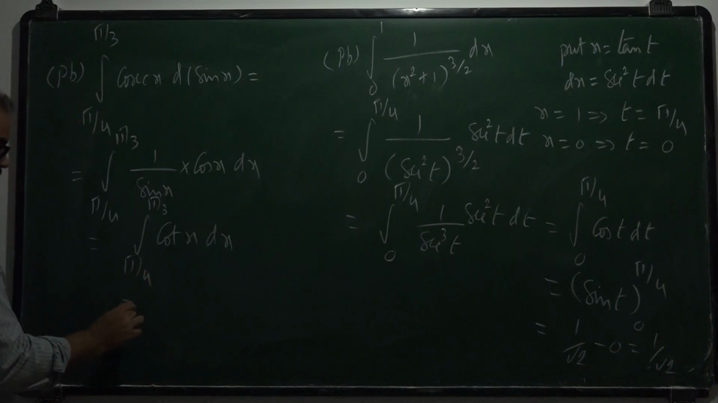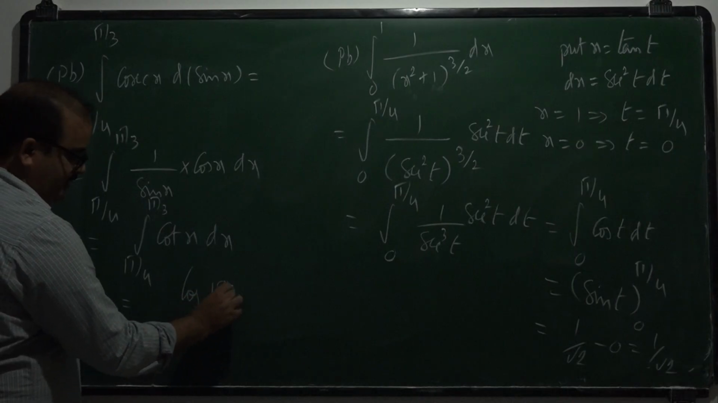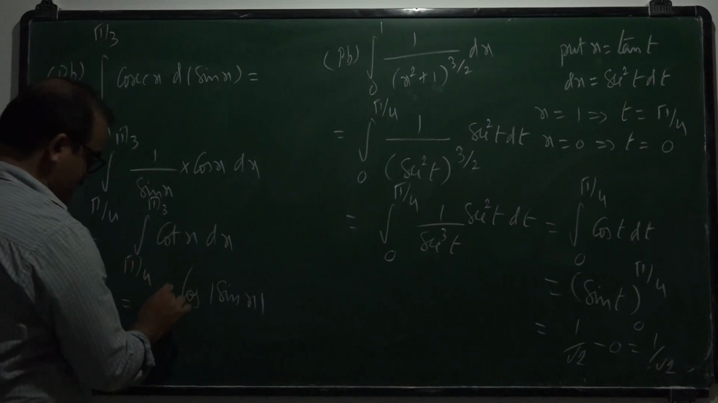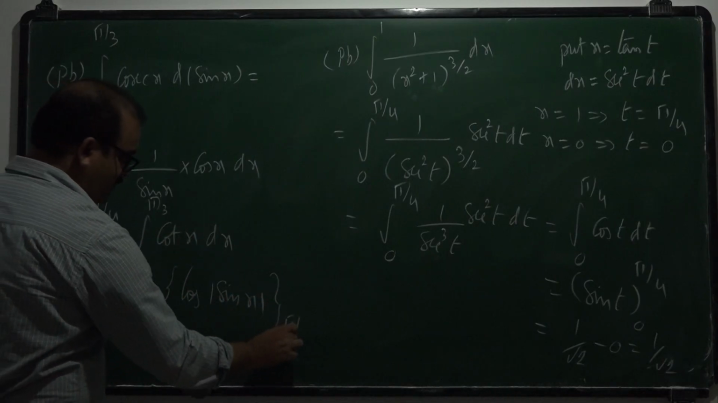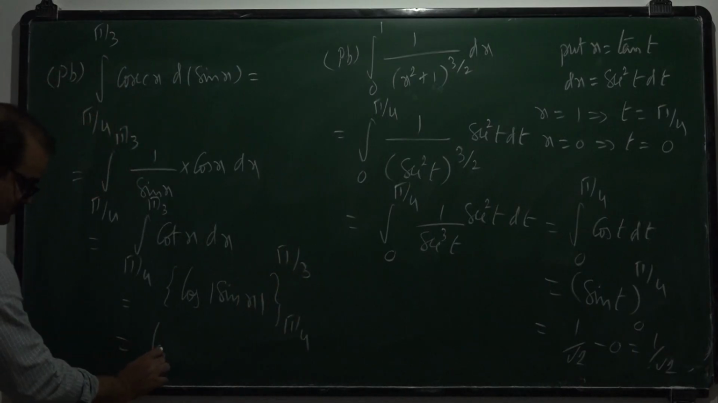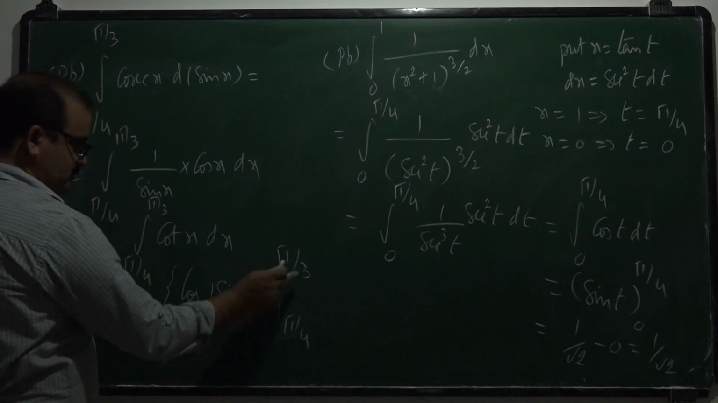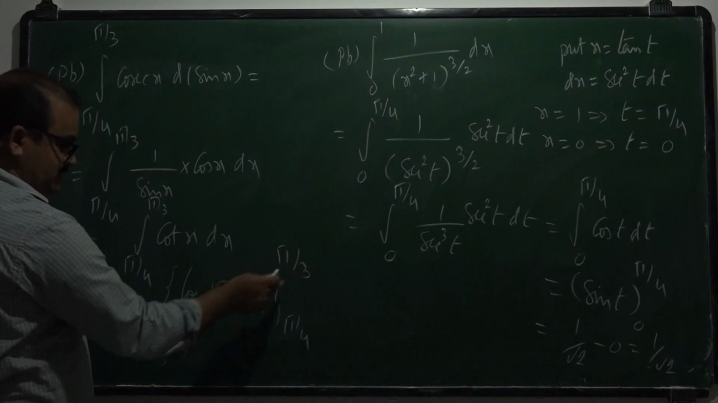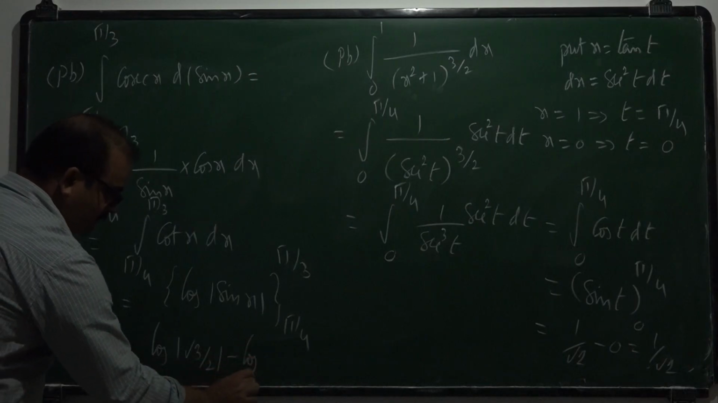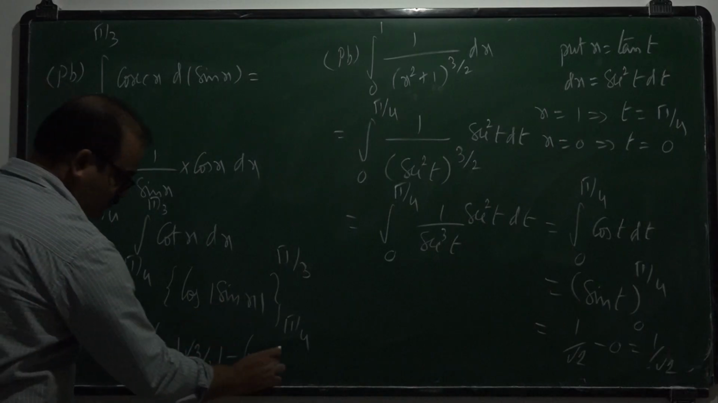We know the formula, integral cot x is log mod sin x, between the limits pi by 4 to pi by 3. Apply the limits. Take the upper limit. You put x is equal to pi by 3. Pi by 3 means 60. Sin 60 is root 3 by 2. Take the lower limit pi by 4. Sin pi by 4 is 1 by root 2.